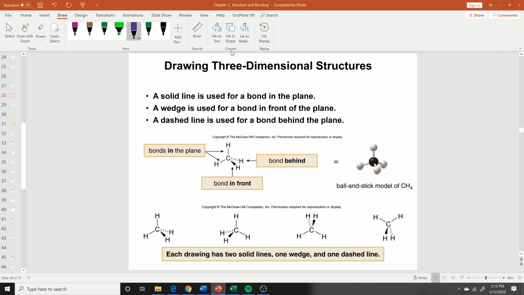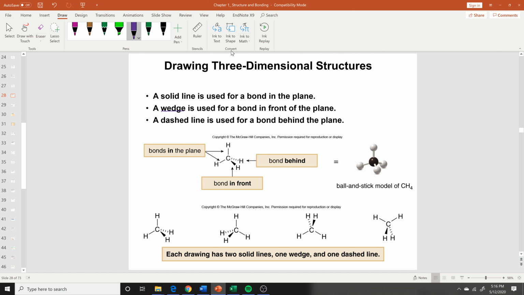In front, this is a wedge. So a wedge is a representation of a group that is pointed towards you, okay? This is pointed towards you, and then behind is a dashed line. So a dashed line is used for bonds to be pointed behind the plane.